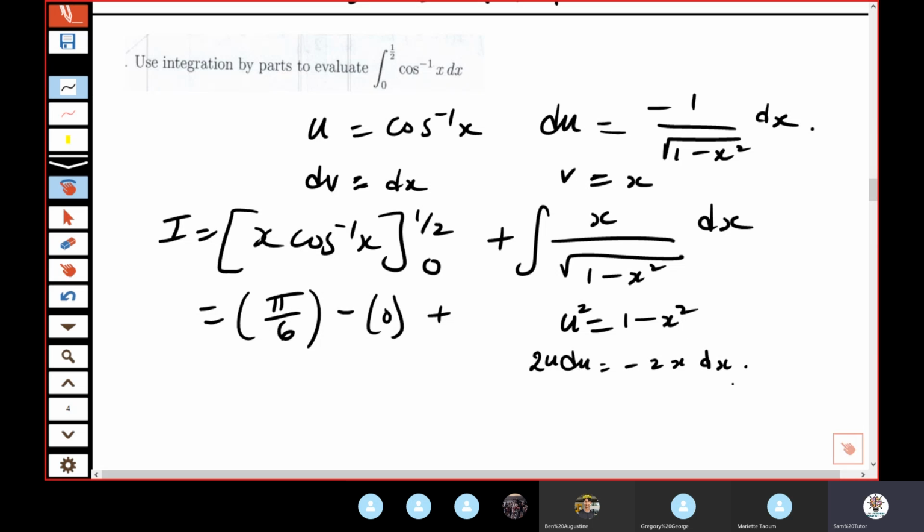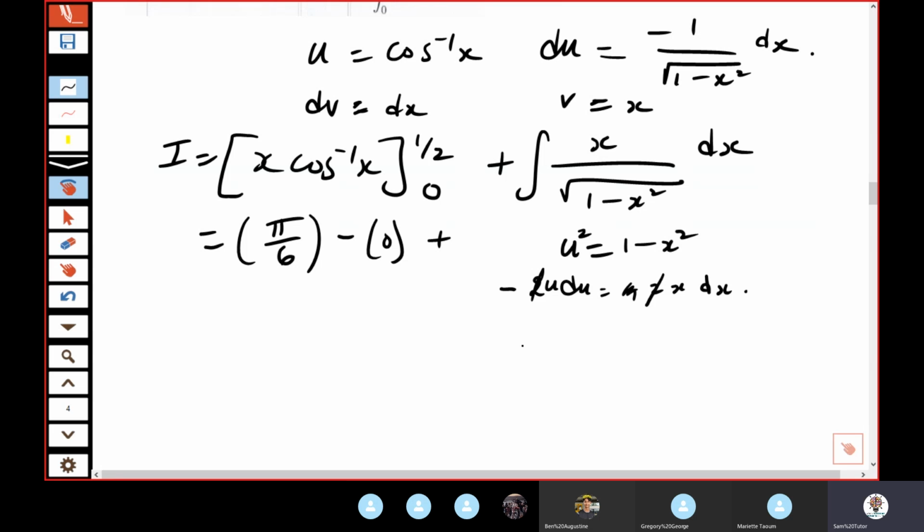This becomes negative 2x dx. The reason why I do that is because your 2's cancel out, which makes it a little bit easier. There's no fractions. And if you want x dx, we'll bring this negative to this side, so it becomes negative u du. And look what happens when you sub this in. X dx is negative u du. That's a plus, so that just becomes negative u du all over square root of u squared, which is just u. Look how easy that becomes.